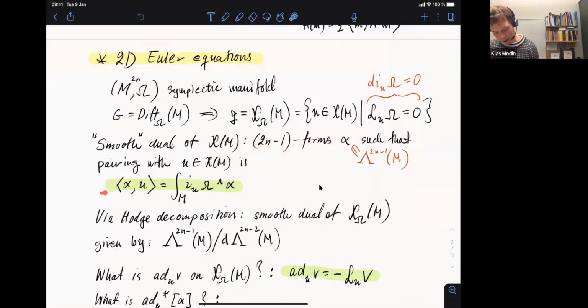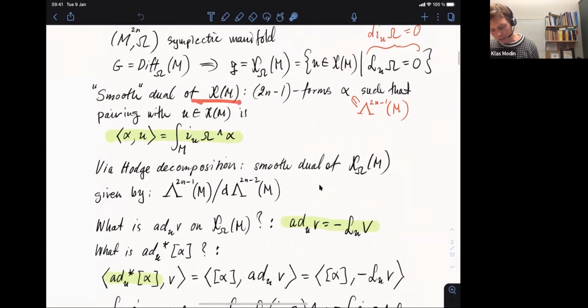In such a way that the pairing looks like this. You take your vector field, you contract it with the symplectic structure, and then you take the exterior product with your 2n minus 1 form. This gives you a volume, a top form, and that you integrate over M. This is the pairing that we're using. Okay, but in fact, this is for all vector fields. Now we're interested in just the smooth dual of the subset of vector fields that are symplectic. So it means that the dual of this subset should be some quotient. And it's in fact this quotient via the Hodge decomposition.